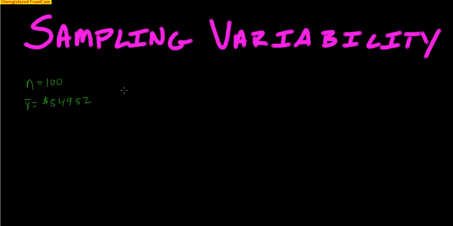Now, imagine if we took another sample of a different 100 people, right? A different 100 people. We are probably, in fact, pretty much guaranteed to get a different average.